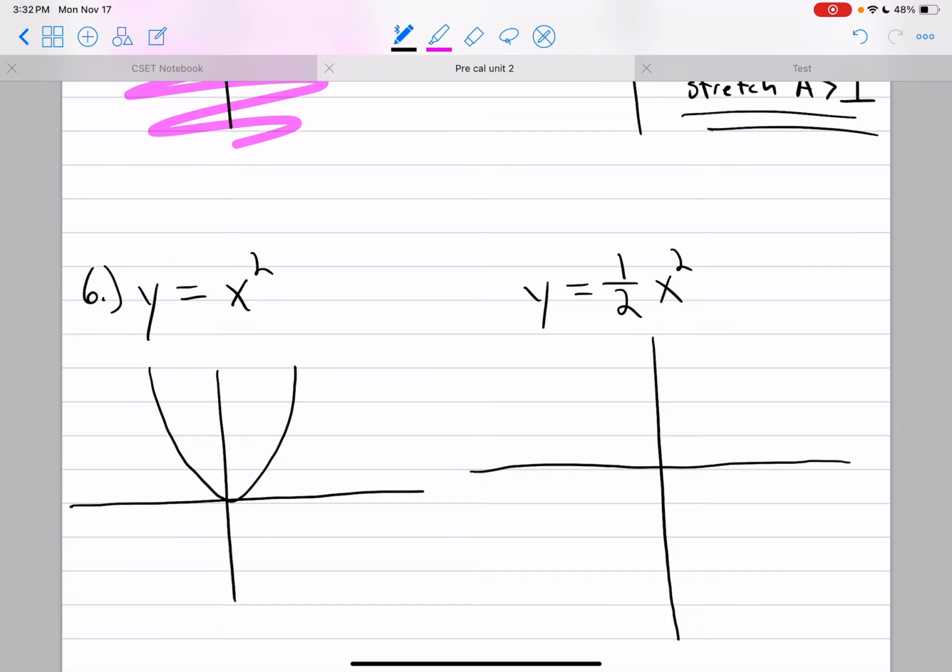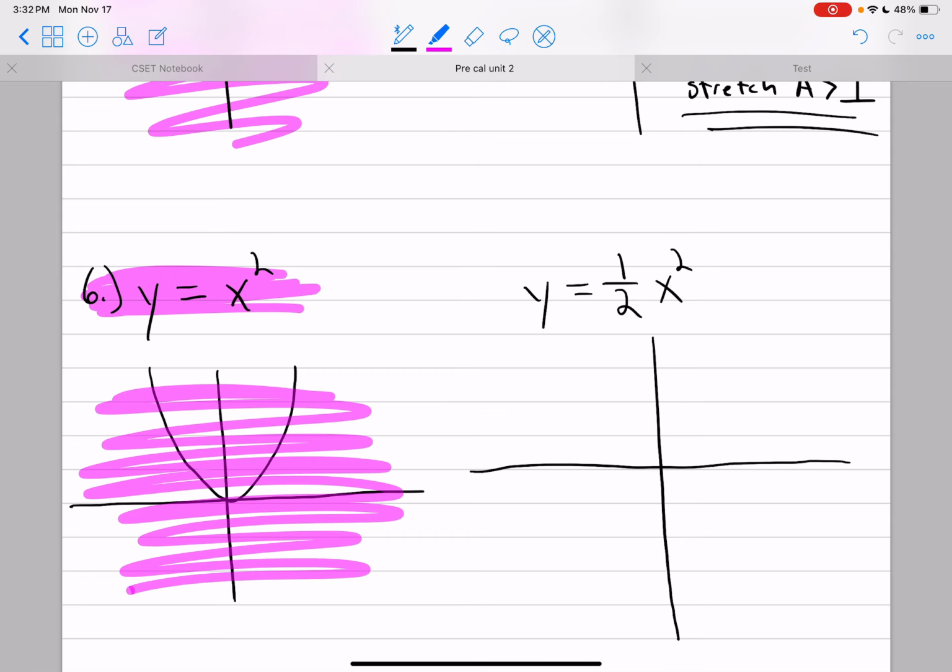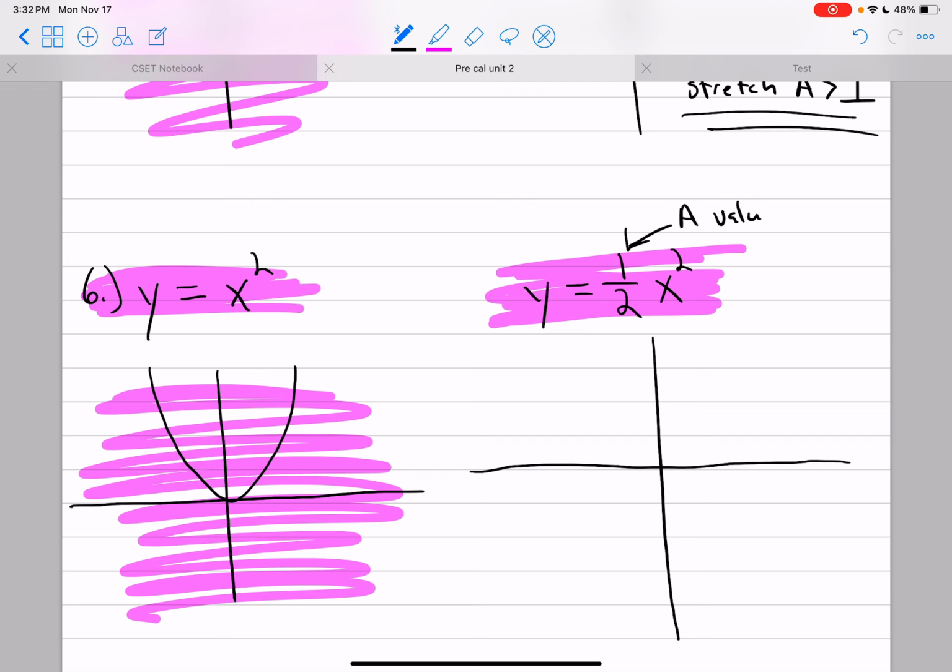All right, let's do this next one, number 6. 6 says y equals x squared, and we know y equals x squared looks like this right here. Now, we have y equals 1/2 x squared. So again, this is an a value. But now, since it's a fraction, the a value is in between, so it's bigger than 0 and less than 1. In other words, it's a fraction or decimal.